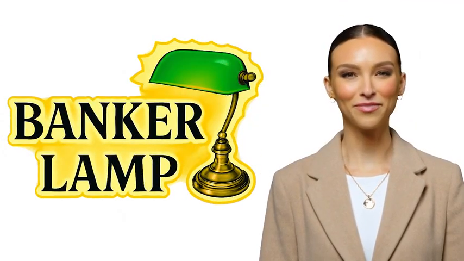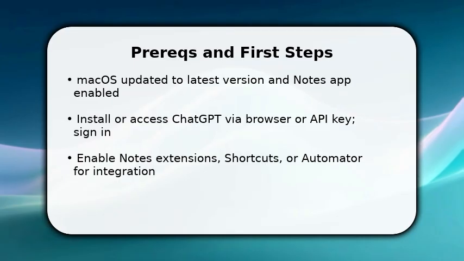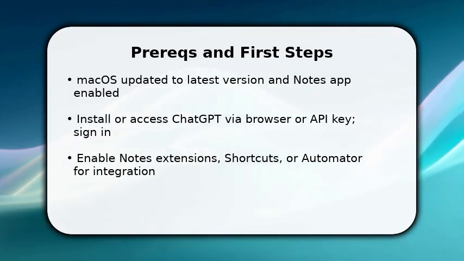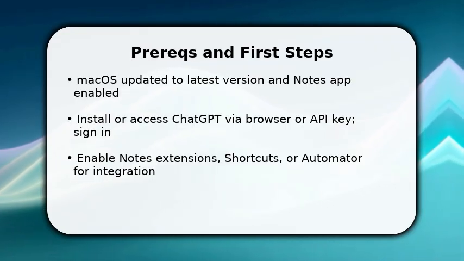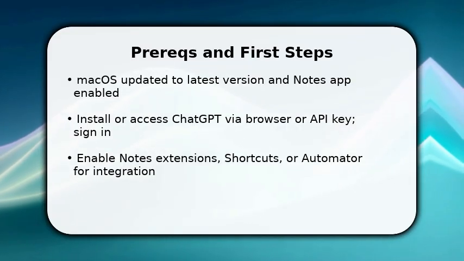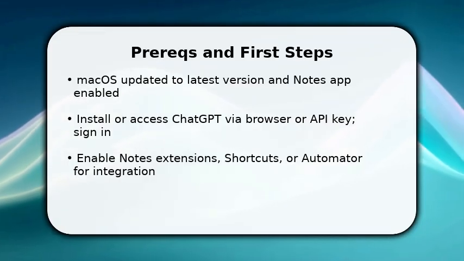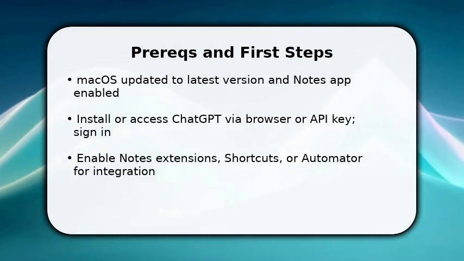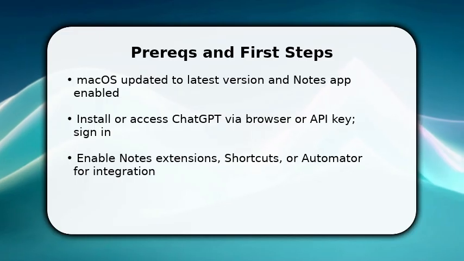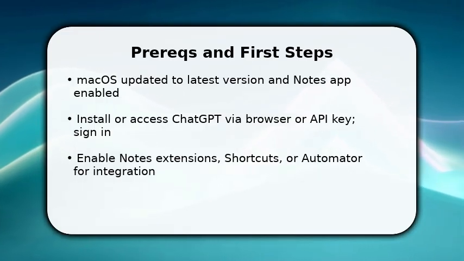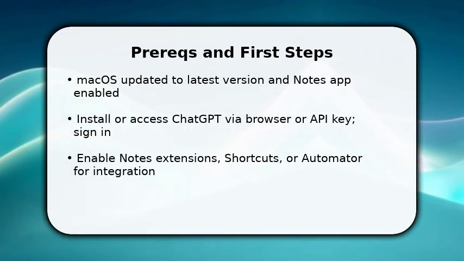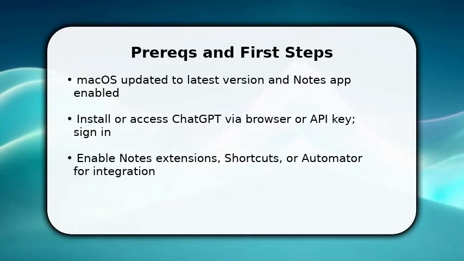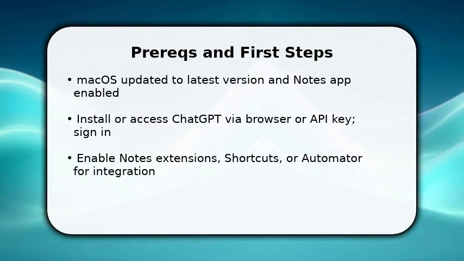Please enjoy the video. You start by confirming prerequisites, macOS up to date and the Notes app ready. Next, sign into ChatGPT in a browser or copy your API key into a secure credential store. Once done, enable Notes automation, open Shortcuts or Automator, create a new action, and allow permissions for Notes and web requests. Make sure to test a simple prompt to confirm connectivity. You'll now have the building blocks to send content between ChatGPT and Apple Notes securely and reliably.